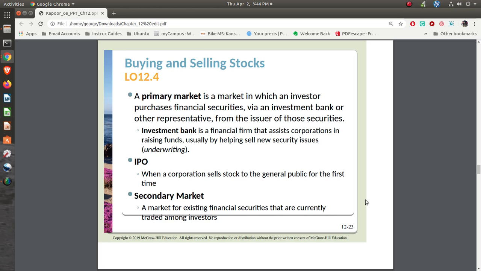You'll hear about primary markets. A primary market is where you're purchasing these securities from the investment bank that's handling it. If a company is going to do what's called an IPO, an initial public offering, what that means is they're going to sell a bunch of stock to the general public. They have one of the big investment banks handle that for them. What the bank does is take care of all the paperwork, all of the movement of the money, things like that.